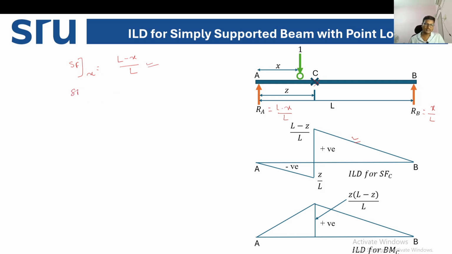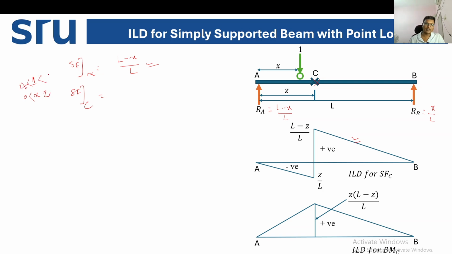So if you calculate shear force at C, the same position, let's say the condition is the unit load is in between A and C. So X is in between 0 and Z.